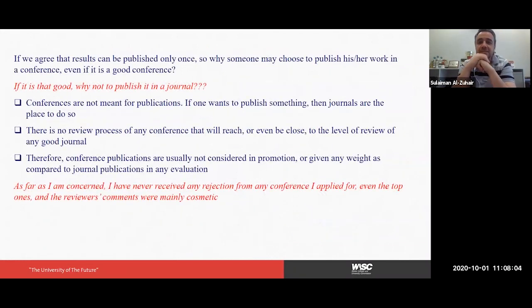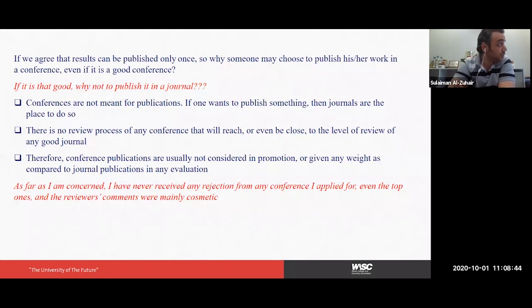So if we agree that results can be published only once, and I'll mention this now, why you are not allowed to publish results twice. So why someone may choose to publish his or her work in a conference, even if it is a good conference. And I'm speaking about publishing a full paper in a conference. So if I'm going to publish my result once, might as well publish it in a place where it will be more visible to people, it can attract more citations, and it has more weight for my record as a researcher. So if that's good, why not publish it in a journal?